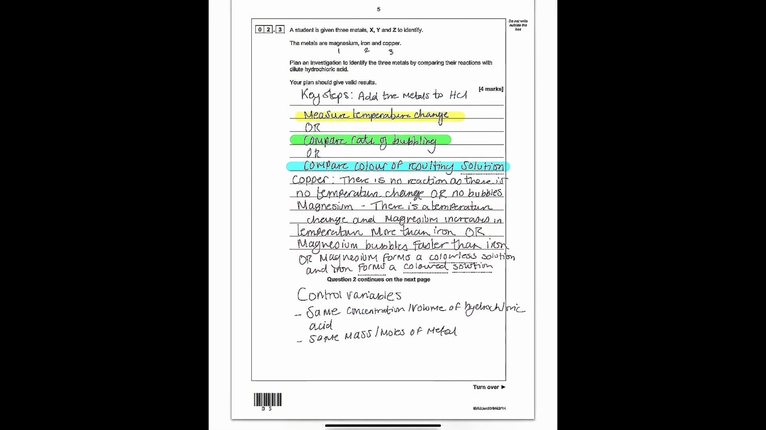Okay? Right, so this will get you the full 4 marks, and it is based on a practical, and it's quite an easy question, I'll be very honest with you. And if you have done this practical, it is a bonus because you've obviously observed the reactions and you know what happens.